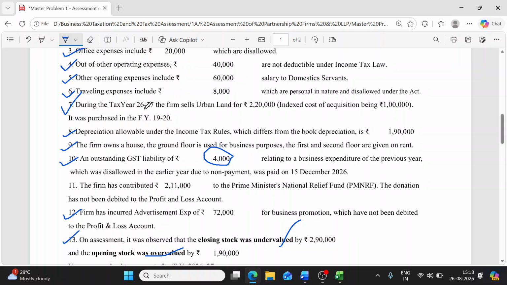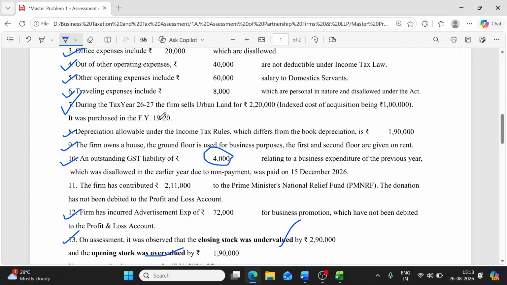This firm in the current tax year sold urban land for 2,20,000, and the indexed cost of acquisition is only 1 lakh. So it has sold this land at a profit. The difference between 2,20,000 and 1 lakh is 1,20,000, and this is income, but income under the head capital gain. But now we have to decide whether it is short-term capital gain or long-term capital gain.